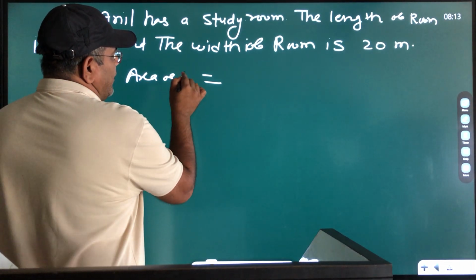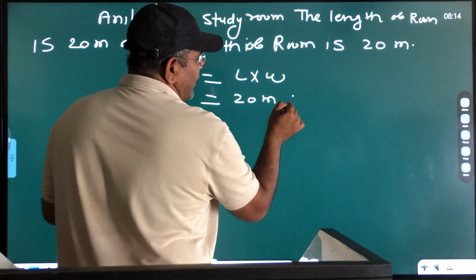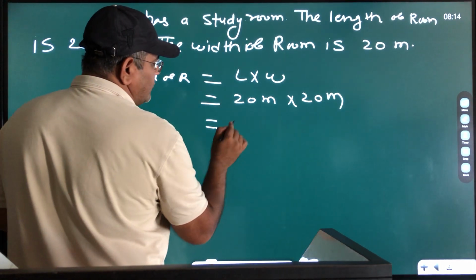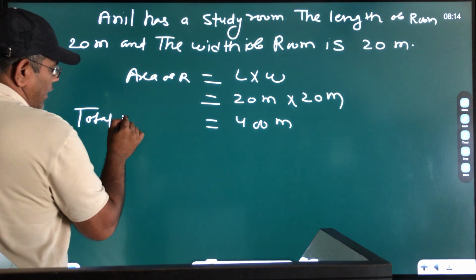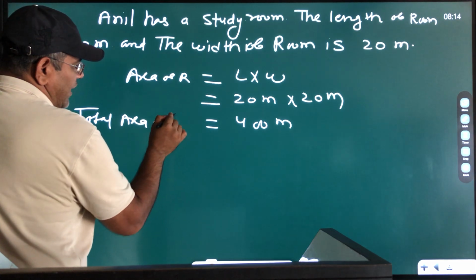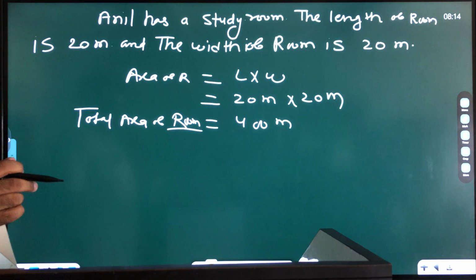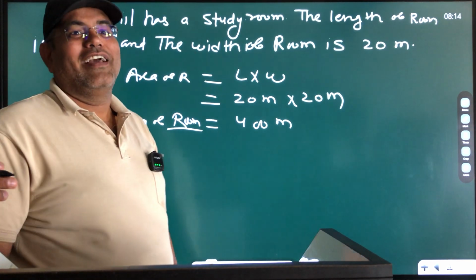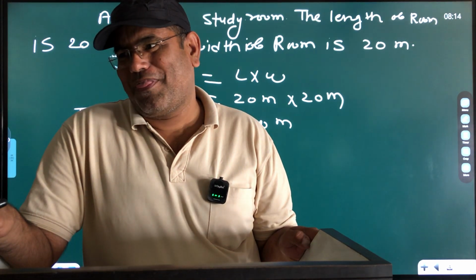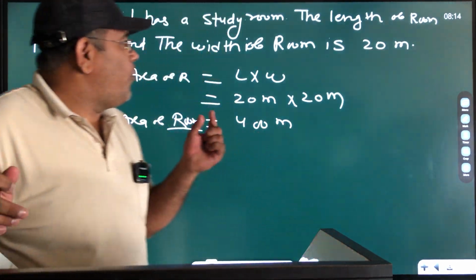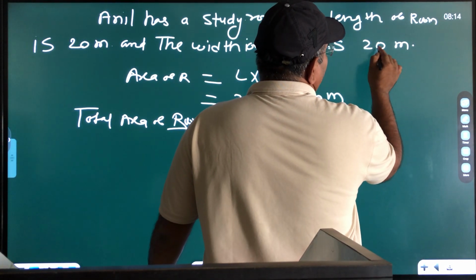The area of a rectangle is L multiplied by W. It means 20 meters multiplied by 20 meters. It means the total area of the room is 400 square meters. Is that clear? But guys, that's a wrong concept, because today we are learning about rectangles, and in a rectangle the length and breadth cannot be equal. They cannot be the same. So we have to change something in the width. I will write 15 here.